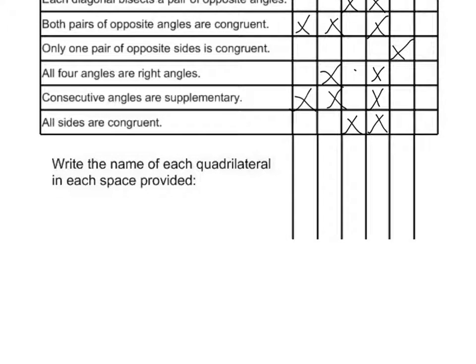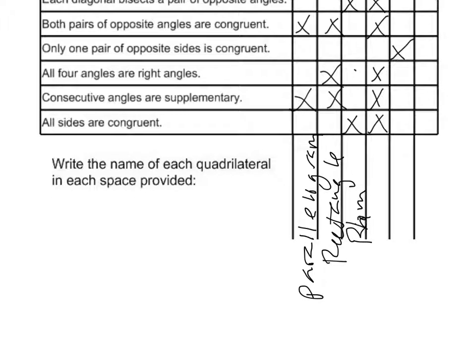We have parallelogram, rectangle, rhombus. I'm saying these so that if you can't read my writing, you'll know what it is. Square, isosceles trapezoid, and then a kite.